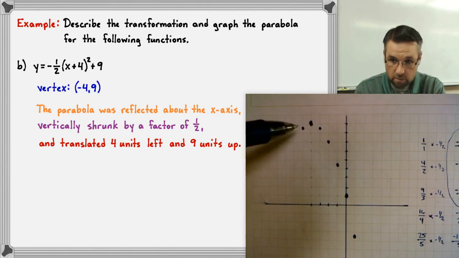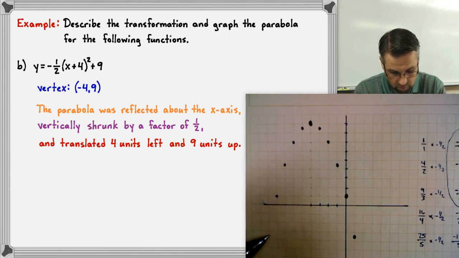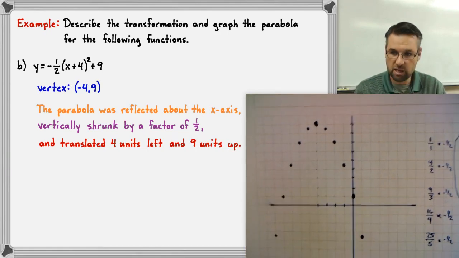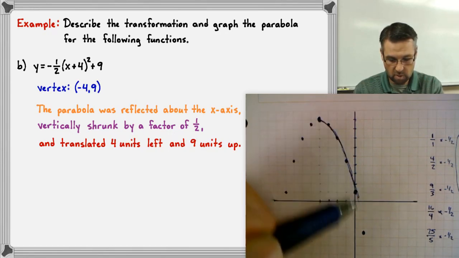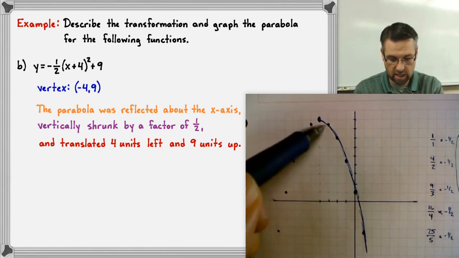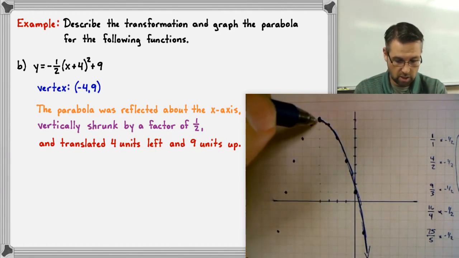So we have a point here, a point here, a point here, a point here, and a point here. And so we get a pretty good idea of what this parabola looks like. Remember, when you're sketching, you're doing little tiny lines and then picking up your pen or your pencil as you go along, picking it up and setting it back down.